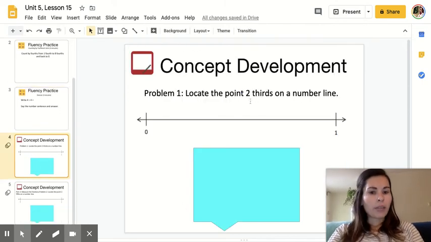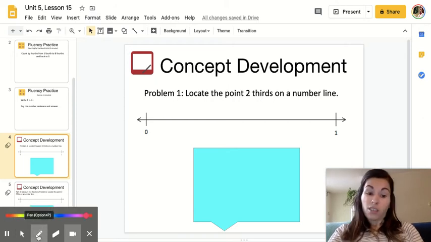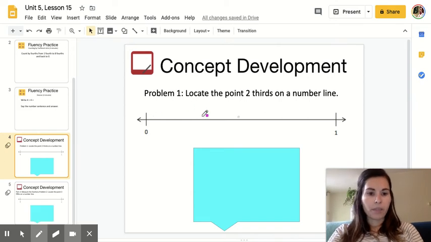Today we're going to locate the point 2/3 on a number line. Now this is a little tricky because I don't have my fraction strip from yesterday. So what I'm actually going to do is pretend. So I know when I have my fraction strip, I go from 0 to 1 and I have to divide it into 3 parts. So I'm going to do the same by dividing my number line into 3 parts.